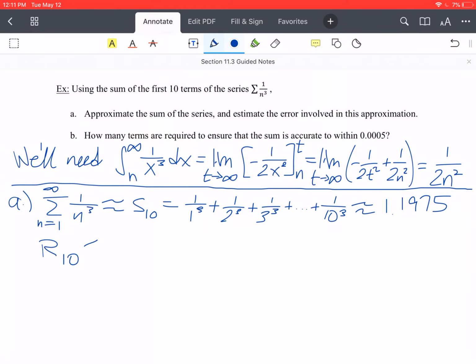We know that this is less than or equal to the integral from n to infinity. In this case, n is 10, to infinity of 1 over x cubed dx, which we found, again, up here. That's 1 over 2n squared. So that's 1 over 2 times 10 squared. So that's 1 over 200.